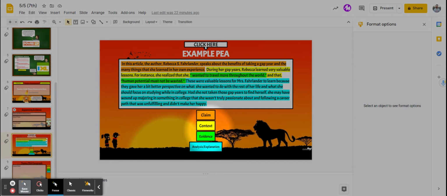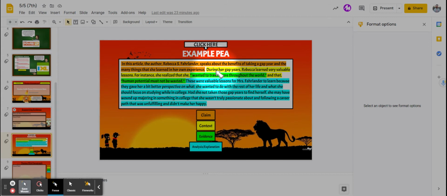That way it makes more sense, and the point you're trying to make with it is that much more powerful and effective. So if we check it out, the claim for this article here is that the author, Rebecca Farlander, speaks about the benefits of taking a gap year and the many things that she learned in her own experience. So this person says that this article is about gap years and the benefits and the things you can experience while you're taking one.